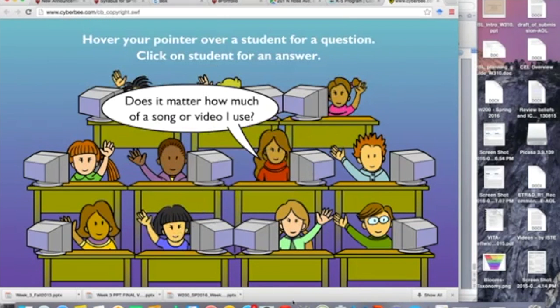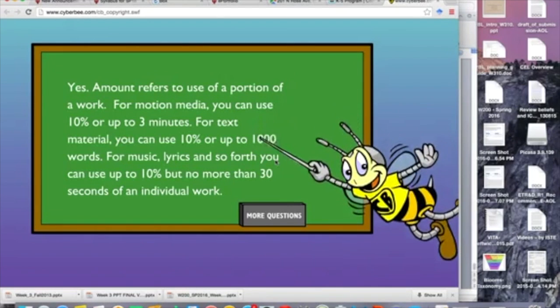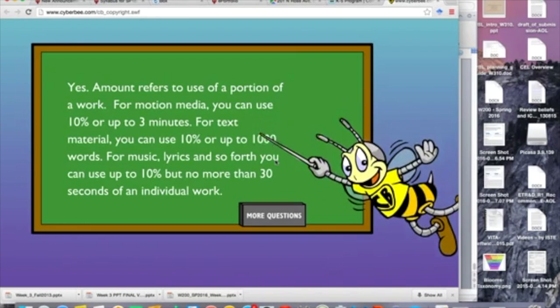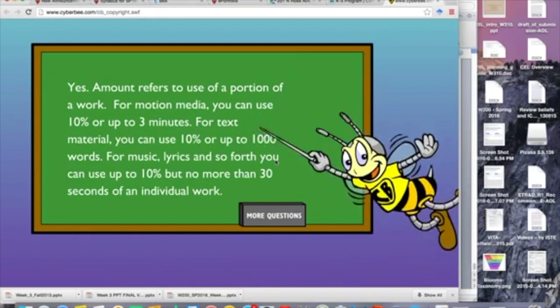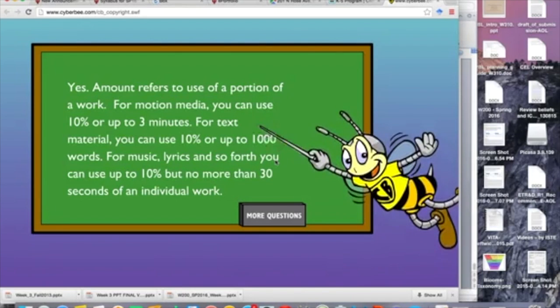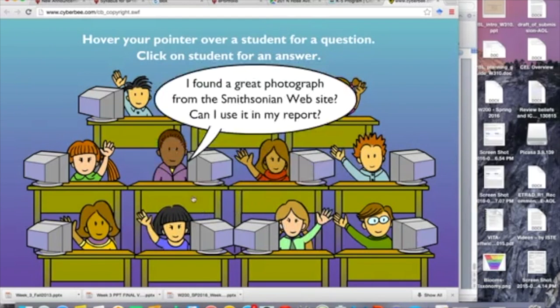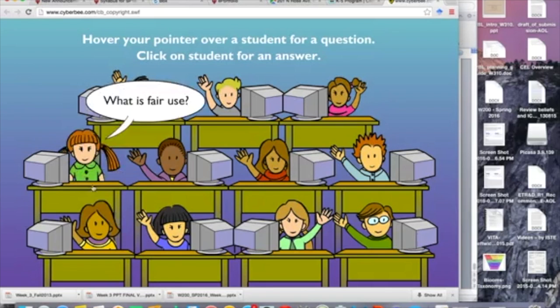So you can explore those a little bit more if you're interested, because they talk about how much you can actually use. There are different rules for different sources of media. If you're going to use motion media, which is video, you can use 10% or up to 3 minutes, whichever is less. For text material, same thing, 10% or up to 1,000 words, whichever is less. For music, lyrics, and so forth, you can use up to 10%, but no more than 30 seconds of an individual work. This is really important because it talks about those things that are more likely to be considered fair use.